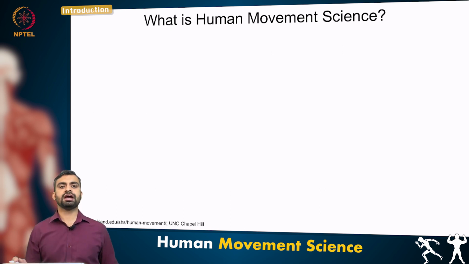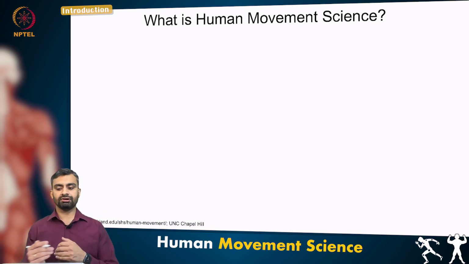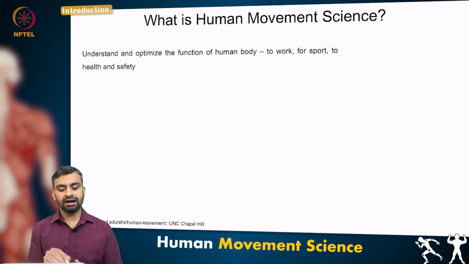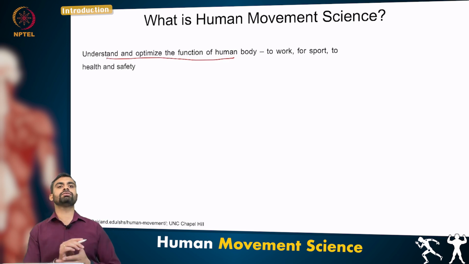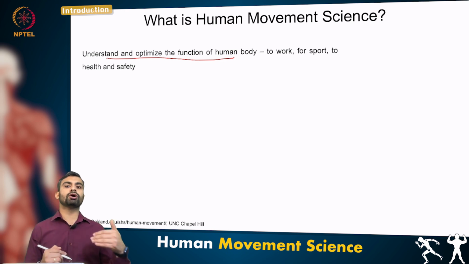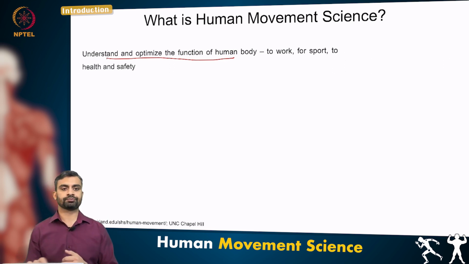Now, since we have looked at the history of human movement science, let us try to understand what human movement science is. It is nothing but understanding and optimizing the function of the human body. In this, we look at how our body works when we go to work or play a sport, or in general for health and safety also.